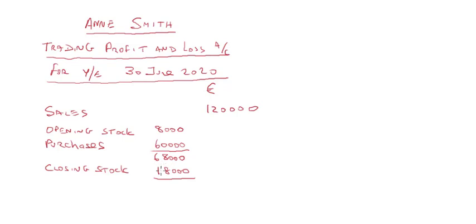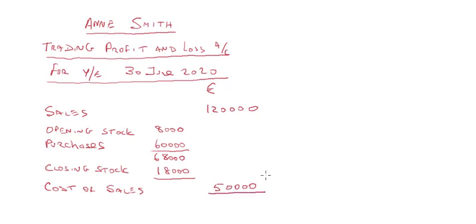Now I know before I did brackets, but normally you don't actually see the brackets, so you just have to know that we're subtracting that 18,000 from the 68, and we get the cost of sales, or cost of goods sold sometimes. So the cost of goods sold, 18 deducted from 68, is 50. Okay, so we take that away first.